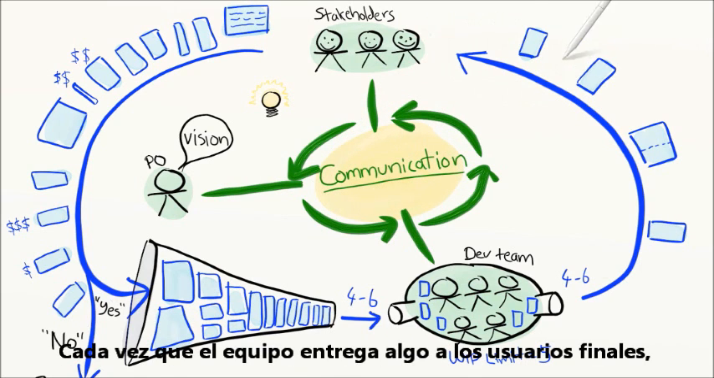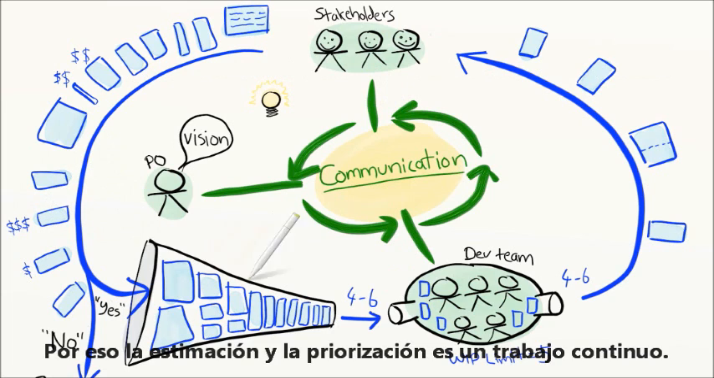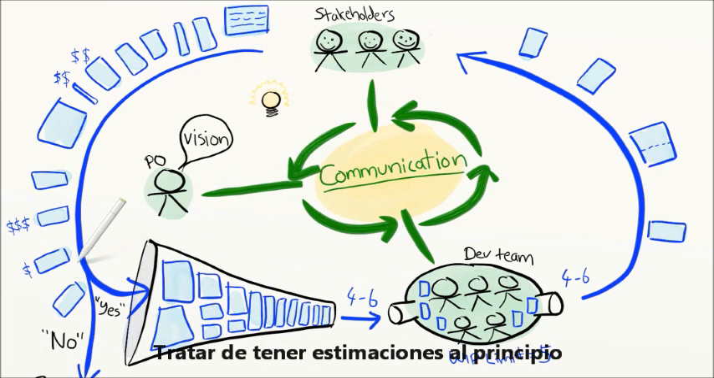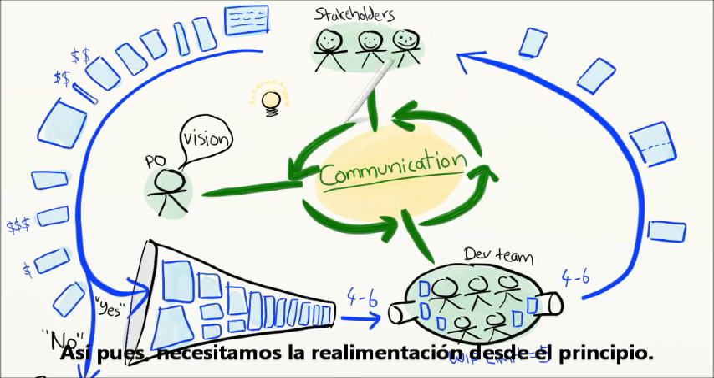And every time the team delivers something to real users, we learn something and get better at guessing both value and size. That's why we continuously prioritize and estimate. Trying to get it all right from the beginning is pretty dumb because that's when we know the least. So the feedback loop is our friend.